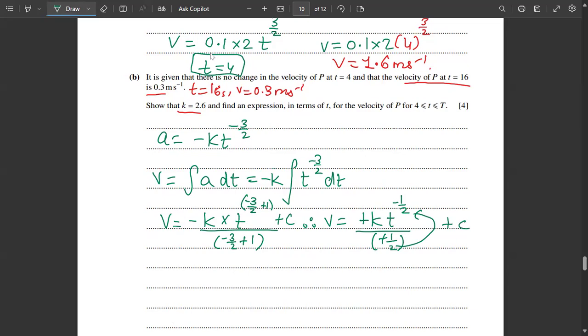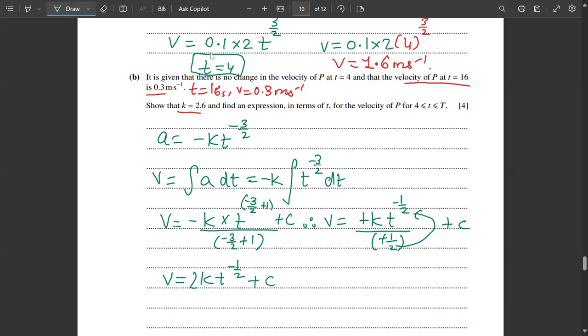Never forget the plus c while integrating. So v equals k t raised to minus 1 by 2, and this 2 went up to become 2k. So 2k t raised to minus 1 by 2 plus c.